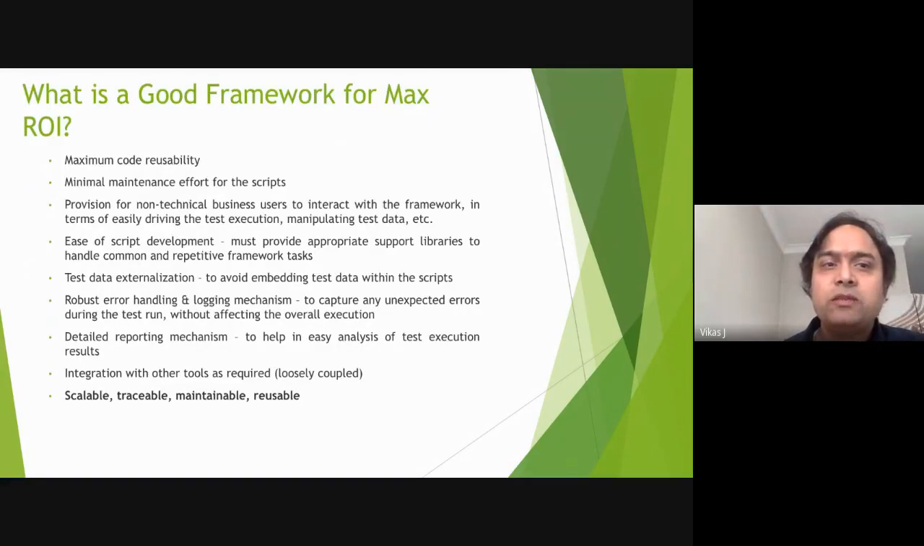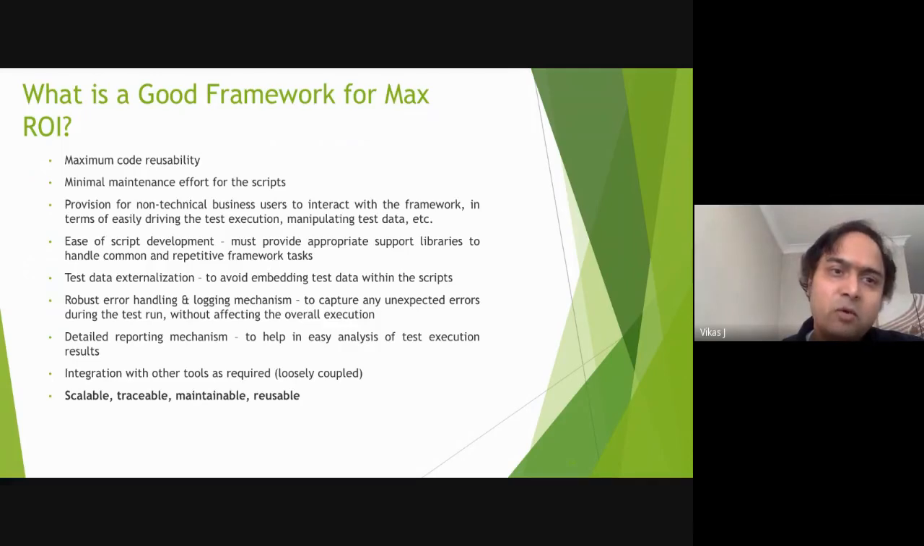Now, the previous ones were more from a planning point of view. Coming to the implementation point of view, ensure that there's maximum code reusability. Write the code in such a way that it's reusable, and the maintenance cost should be the least. And then there should be provision for non-technical business users to interact with the framework. This is what I was talking about, utilization. It shouldn't be only automation testers. Other people should be able to handle it.